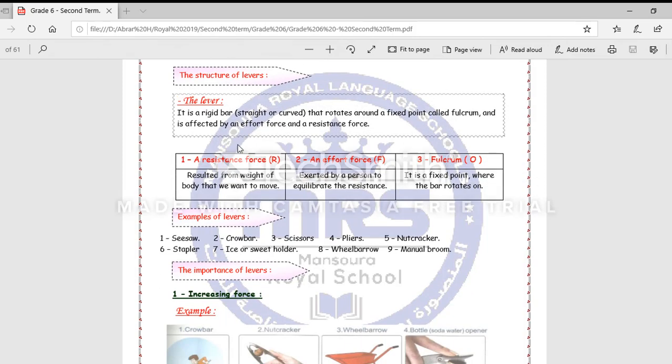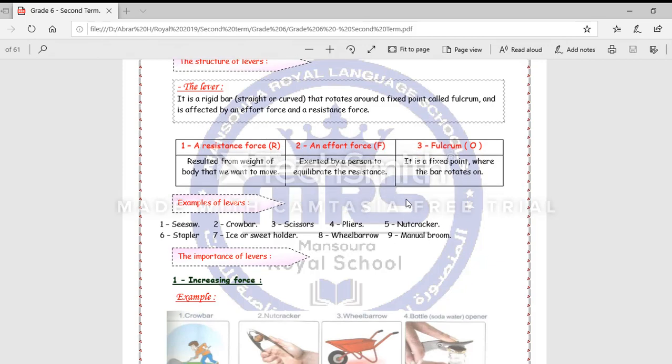What is the resistance force? It's a force that results from the weight of the body that we want to move. What about the effort force? The effort force is exerted by a person to equilibrate the resistance force. And the fulcrum is a fixed point where the bar rotates on.